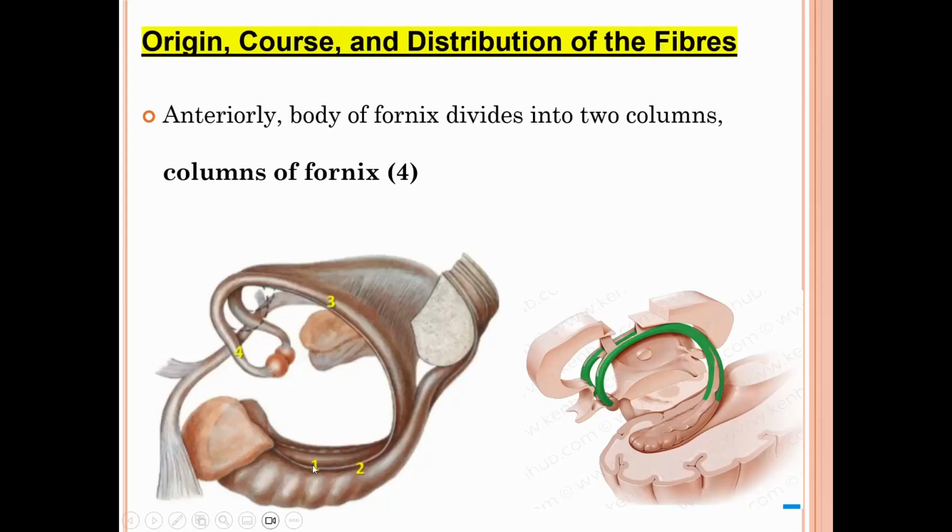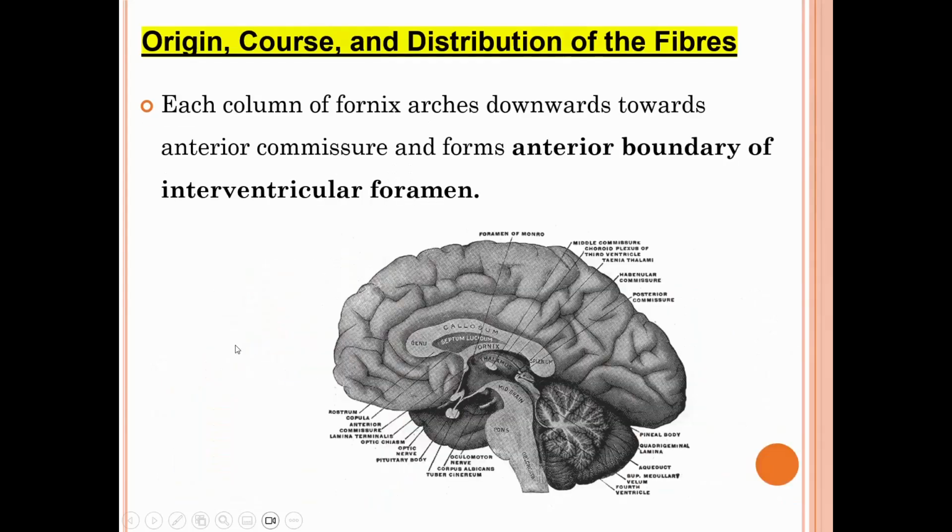So you started with alveus, that is the beginning from the pyramidal cells. Okay, then here there is fimbria, then there is crus of the fornix, which are joined together by commissure of the fornix, then there is body of the fornix, and there is column of the fornix. Okay, so each column of the fornix arches downward towards the anterior commissure. Remember, we have seen anterior commissure was here and forms the anterior boundary of interventricular foramen. So that is the anterior boundary of interventricular foramen.